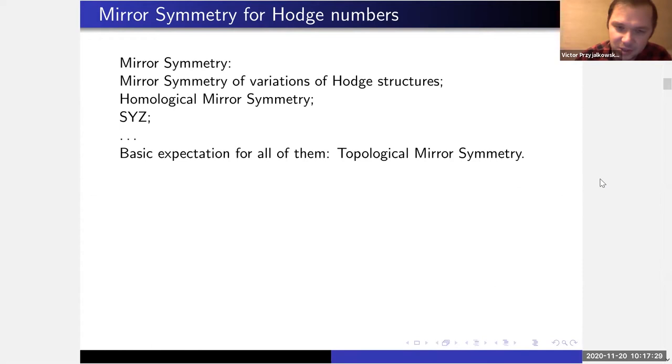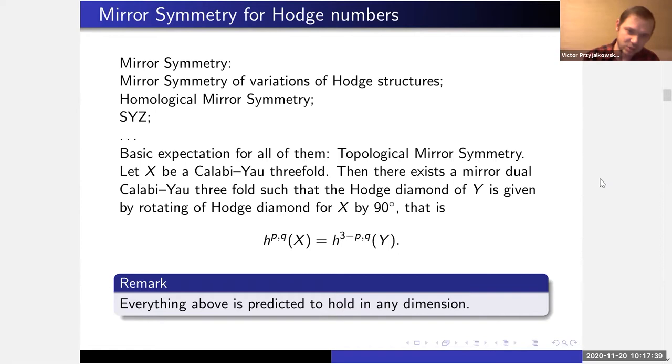The observation is that for any Calabi-Yau threefold X, there should be a pair Calabi-Yau threefold Y, such that the Hodge diamond of Y is given by rotation of the Hodge diamond of X by 90 degrees. So it's a symmetry of the Hodge diamonds: the Hodge diamond for X is the rotated Hodge diamond for Y. And of course, for Calabi-Yau varieties, we can claim the same for any dimension, just replacing three by the dimension. The dual object should have the same dimension, and the Hodge diamonds should be given by rotation.